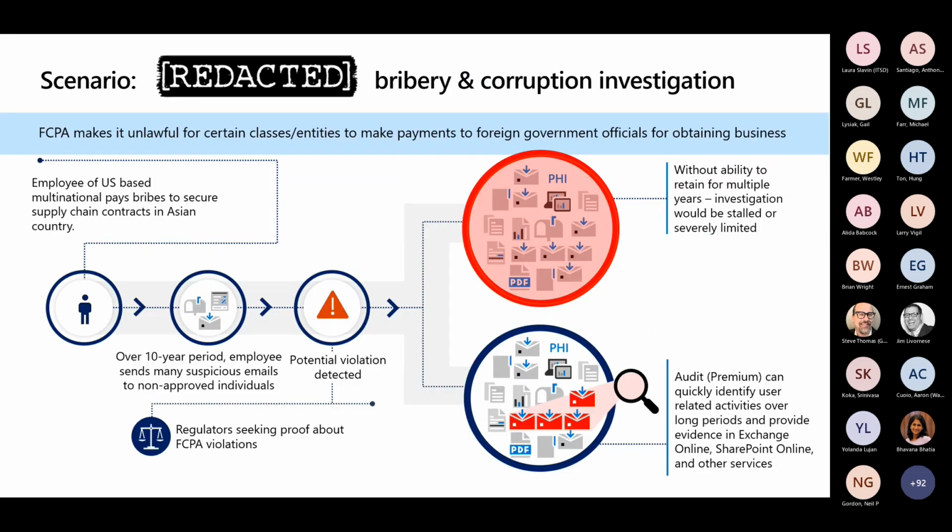Now, we're going to look at another example again where the names have been changed to protect the innocent, or maybe not so innocent. So we're going to look at an example where a US-based multinational pays bribes to secure supply chain contracts in an Asian country. Now, over several years, a US-based employee made improper payments to non-approved individuals. Now, a search going back 10 years can identify emails sent to non-approved individuals, which would then be able to facilitate a more in-depth investigation.